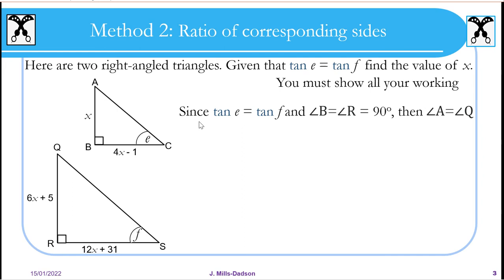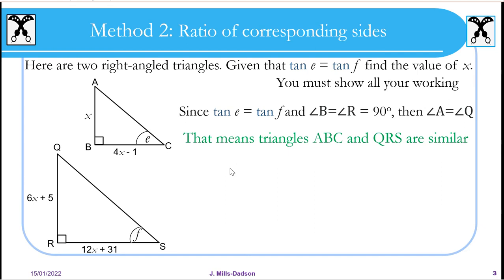Since tan E is equal to tan F, that is what is given up here. If this equals that, and they are both right angles, it's obvious that angle A is also equal to angle Q. So that establishes similarity of shapes, because corresponding angles are equal, and therefore this shape is bigger than that, so it is what? An enlargement of the smaller one. So we can work out our scale factor by expressing corresponding ratio sides.